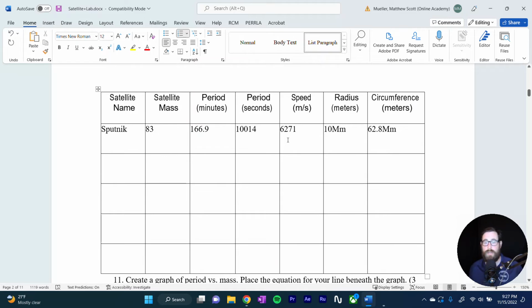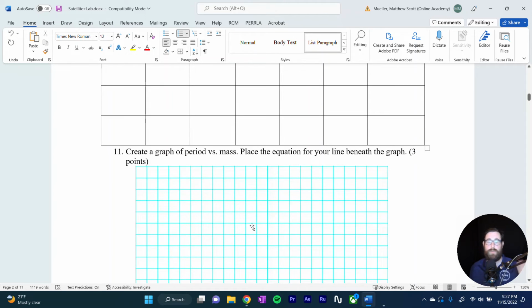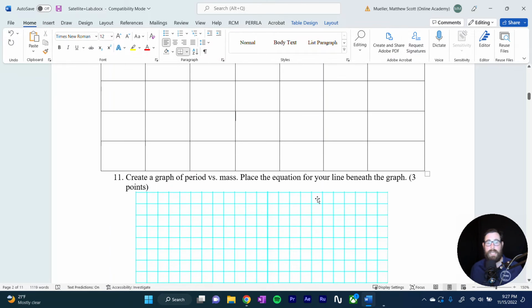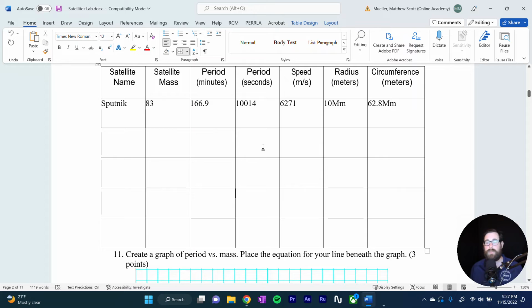So now that we have this chart, now we're going to make some graphs. Graphs are going to allow us to see a pattern between two pieces. So here we're going to graph the period versus the mass. So again, remember, we're typing the name of our satellite. Here's the mass of each satellite. Our period, you can take the seconds or the minutes, but you need to be consistent. So if you're going to do minutes, do minutes. If you're going to do seconds, do seconds.